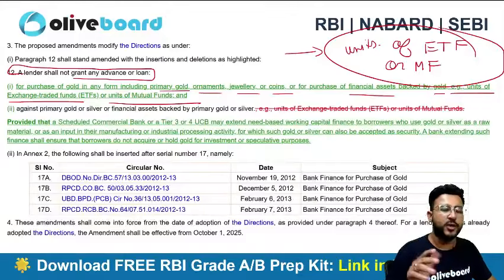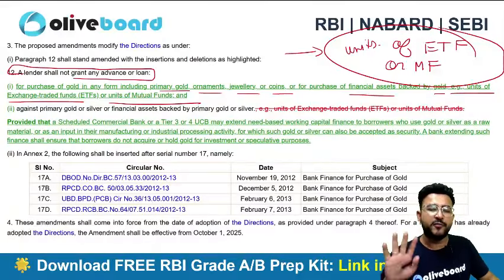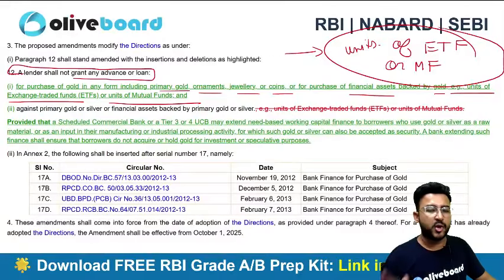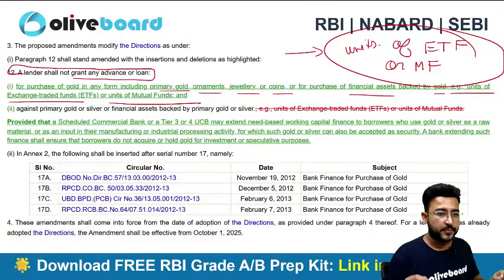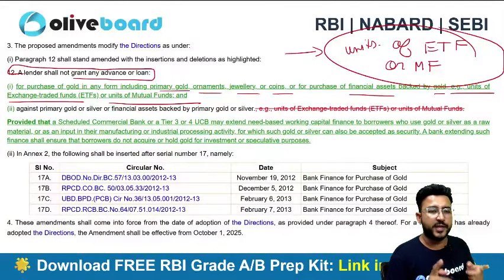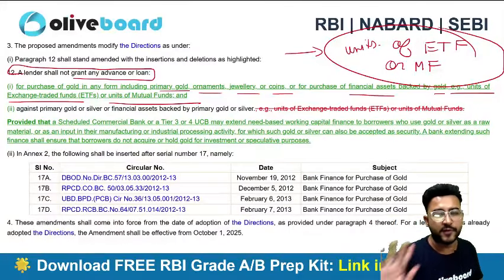But are they actually gold? No, they are not actually gold or silver. They are financial instruments. They definitely do have gold backing, but still they are not gold. That's why they have clearly written that for the purchase of any gold, a lender shall not grant any kind of loans or advance for the purchase of any gold in any form which is backed by gold, units or mutual fund units, right?